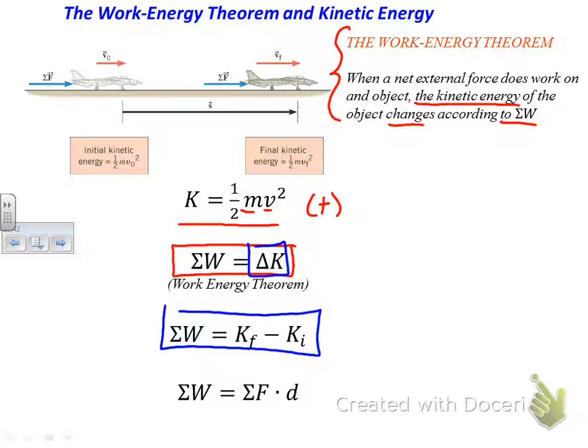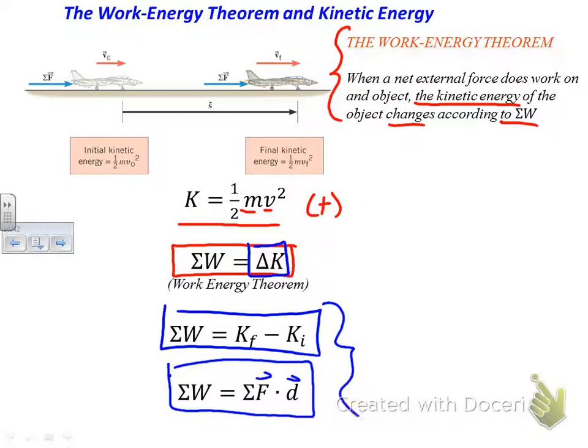And when we combine it with our equation that says net work is equal to the dot product of the net force and the displacement, we can combine them and get a new equation that says that the kinetic energy final minus the kinetic energy initial is equal to the net force magnitude times the displacement times cosine theta. And that could help us solve some more complicated problems like the one we're going to do next. So let's use this equation.